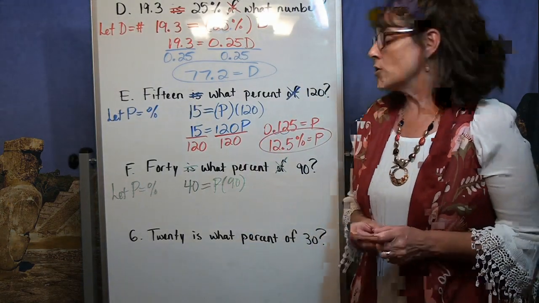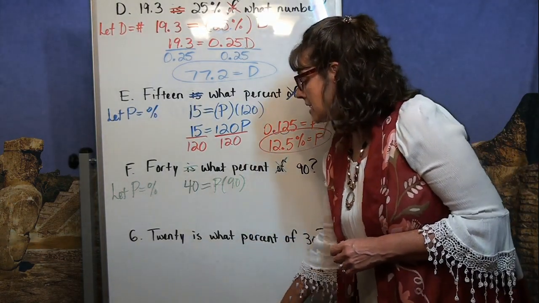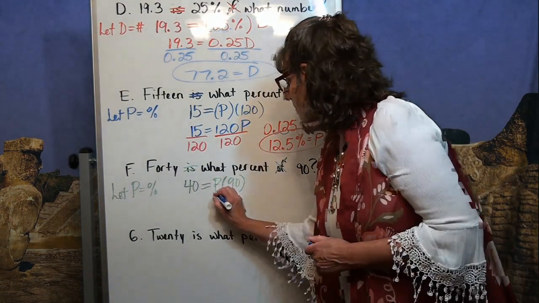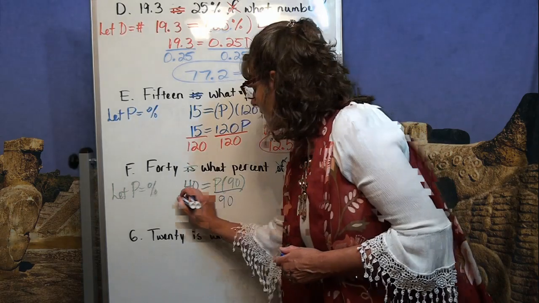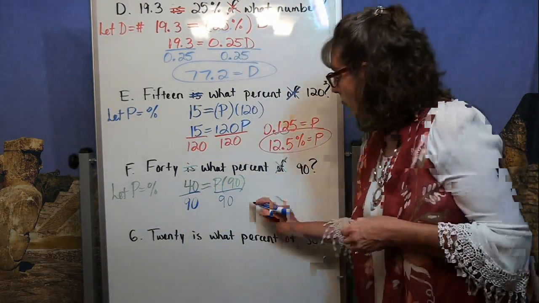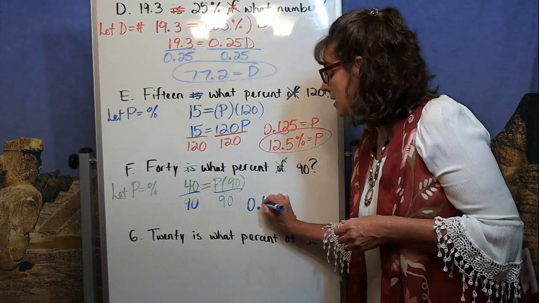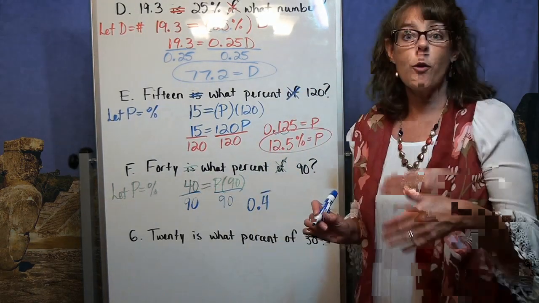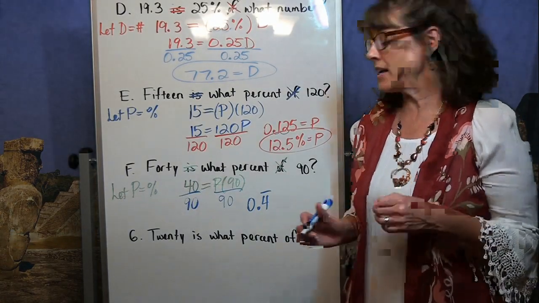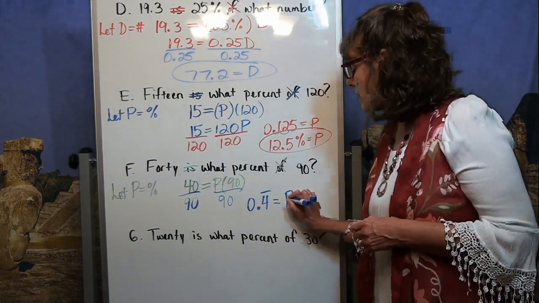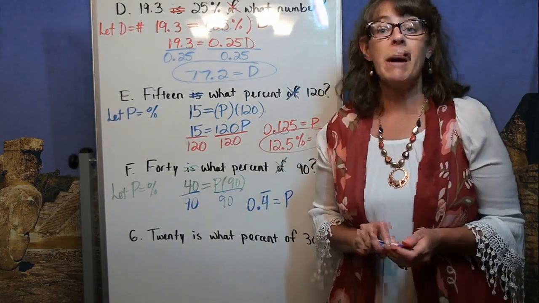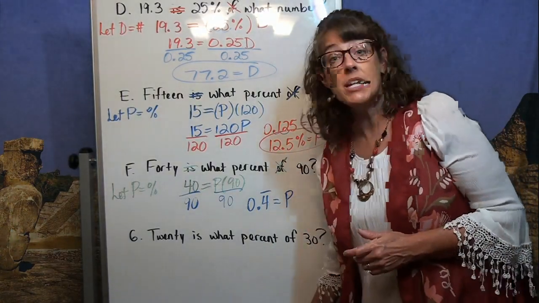So now what I have to do is undo what's been done to that 90. I need to divide both sides by that 90. And 40 divided by 90 is 0.4, but what you'll notice is the 4 repeats. 0.444444444. So I'm going to put a bar above that 4 to say that it's going to repeat, and that gets the P all by itself. But like we said before, that's the decimal format. I need a percentage format.